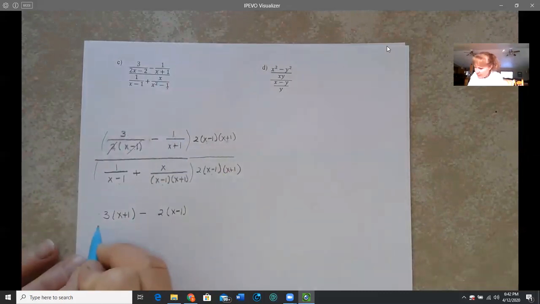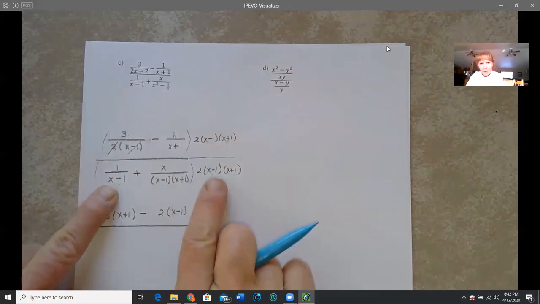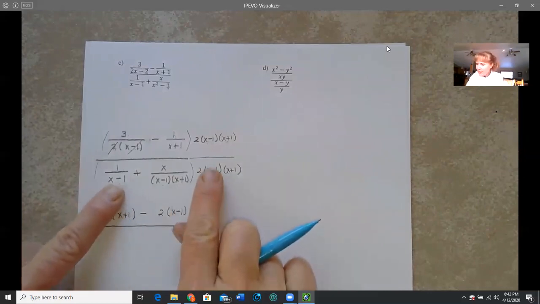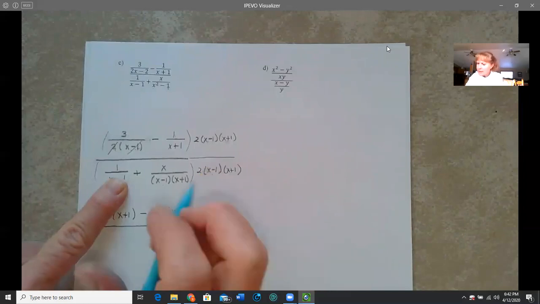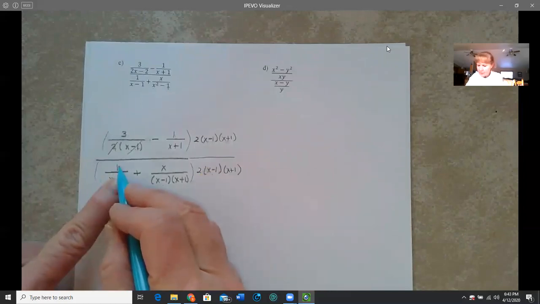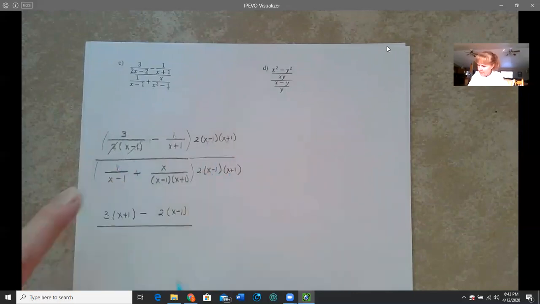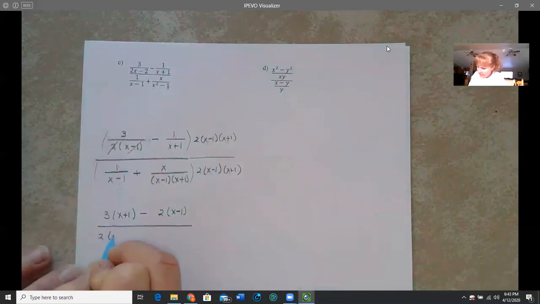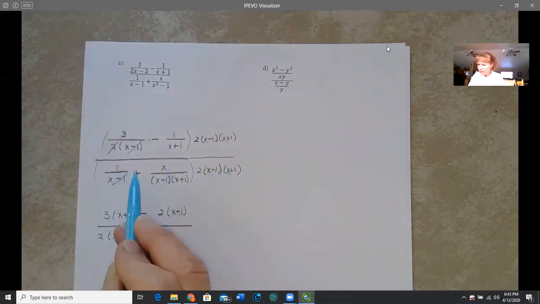Okay, let's go to the denominator. This fraction times this. Well, the x minus 1's cancel, so they're gone. So you've got 2 and x plus 1 times the 1, whatever's left. So here, 2 and x plus 1, that's what's left, times the 1. So you end up with 2 times x plus 1, okay? Because that will cancel with that one. So you take what's left times the numerator, plus.